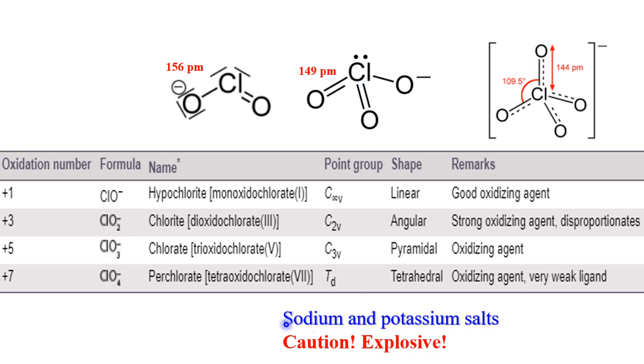Perchlorates and chlorates can make potassium and sodium salts. All other salts are very unstable and explosive. Sodium and potassium salts of chlorate and perchlorate can also explode with some impurities, and they are the basis of numerous explosive compositions.